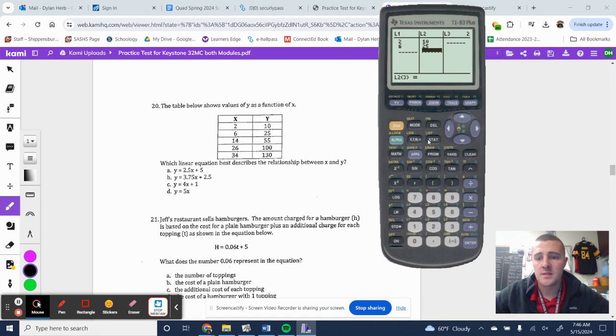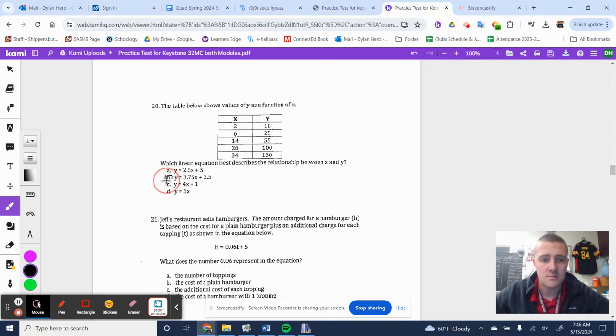So we get those points. Then we can hit quit, but you don't have to. You just need to hit Stat, Calc, 4. So our slope is 3.75 and our y-intercept is 2.5. So that looks like B.